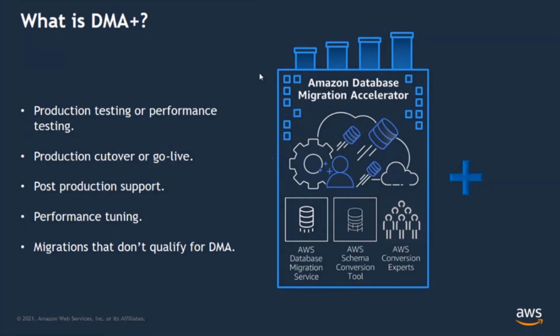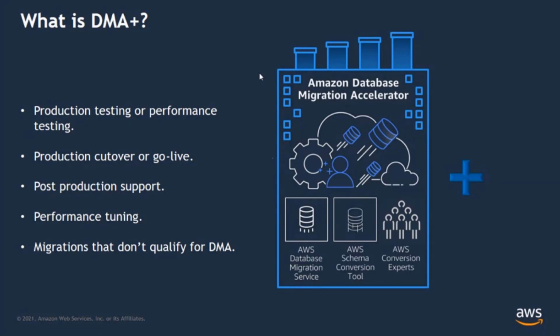We'll have migrated the sample database that you provided to us, and to be perfectly clear, that sample database could be a copy of your production database. But, say there's been transactions happening since that sample was provided, you do still need to do the final production cutover. If you want any post-production support or performance tuning, all of these things are where DMA Plus comes in. So DMA Plus basically either handles components that DMA doesn't cover or migrations that don't qualify for DMA.